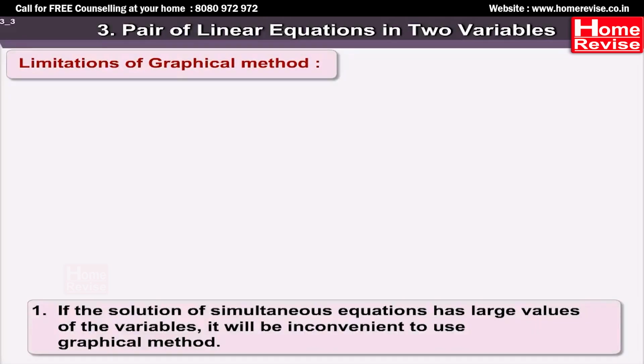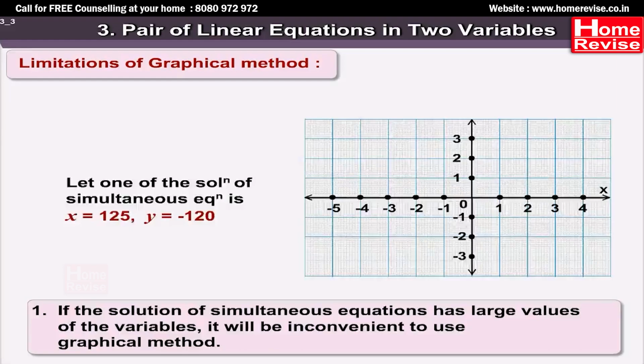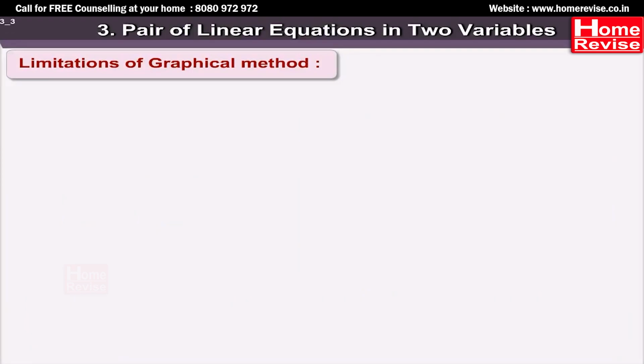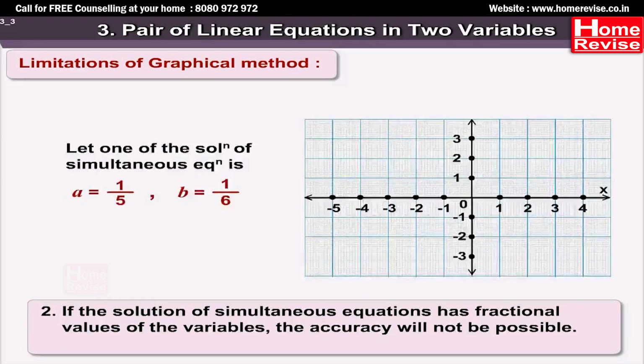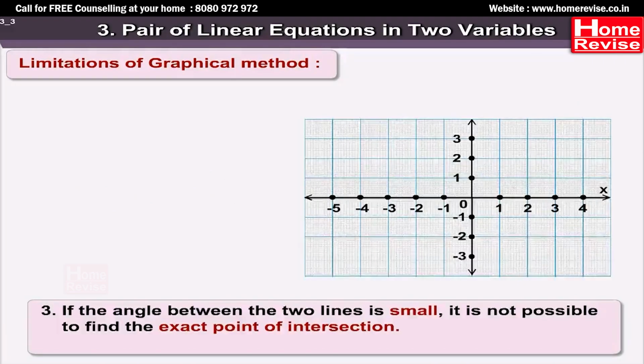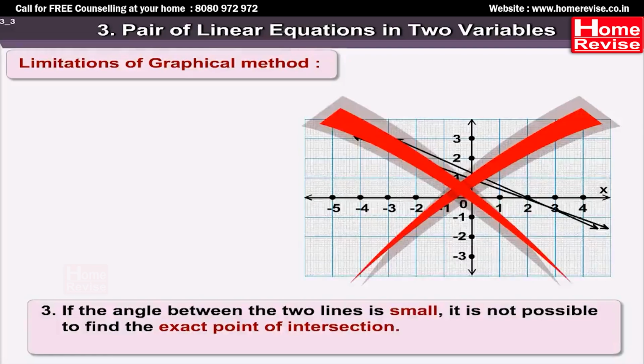Number 1. If the solution of simultaneous equation has large values of the variables, it will be inconvenient to use graphical method. Number 2. If the solution of simultaneous equations has fractional values of the variables, the accuracy will not be possible. And number 3, if the angle between the two lines is small, it is not possible to find out the exact point of intersection.